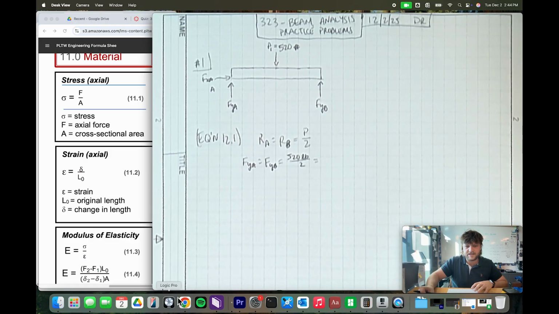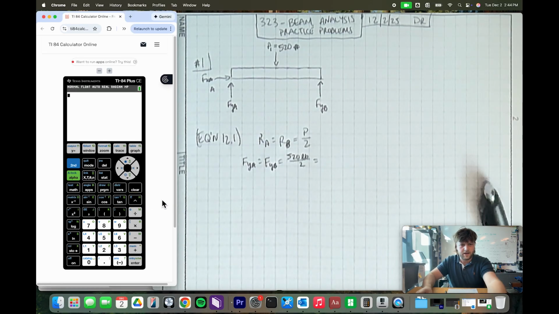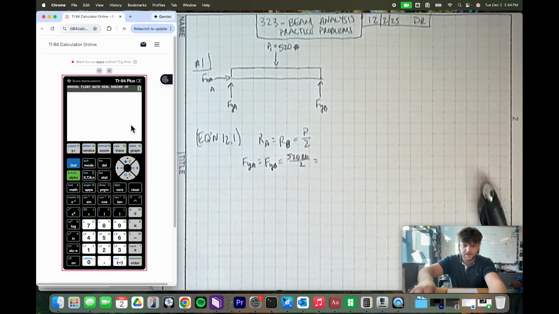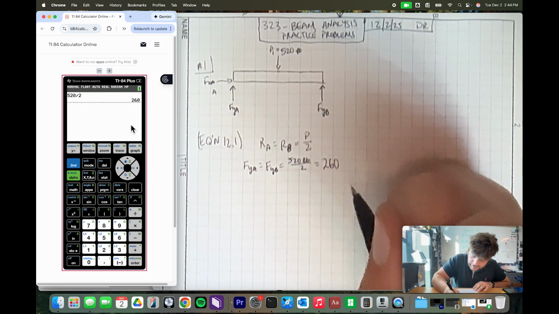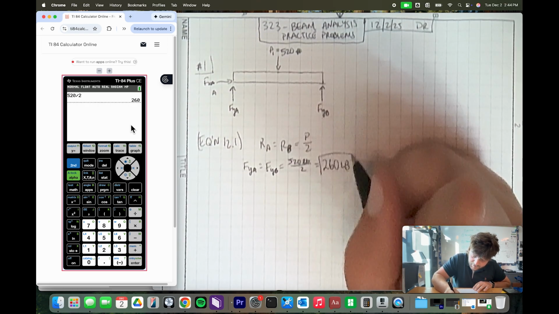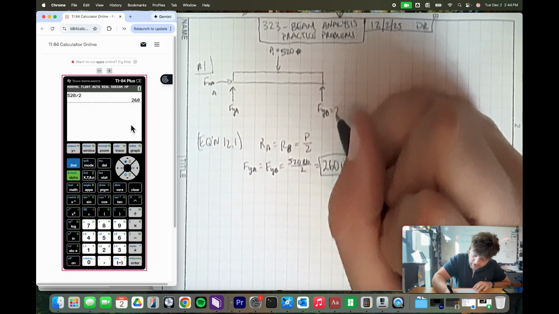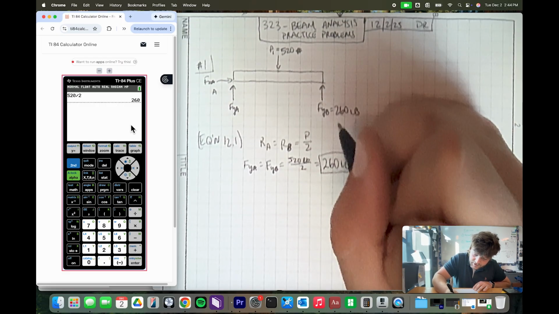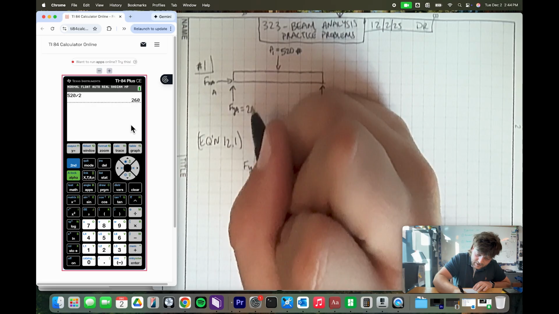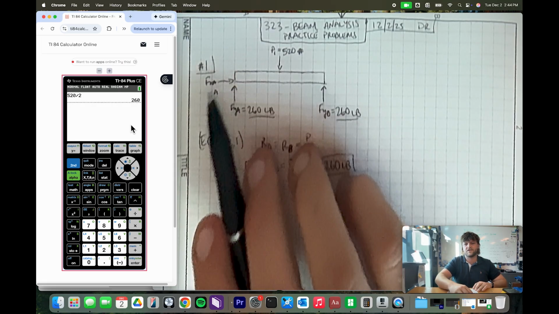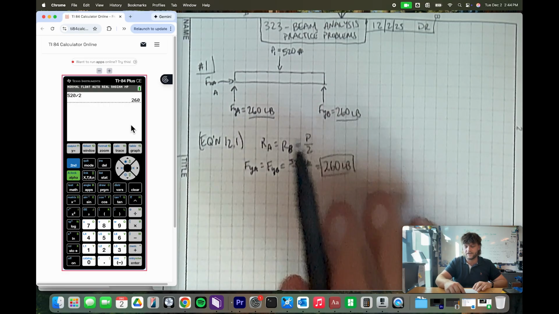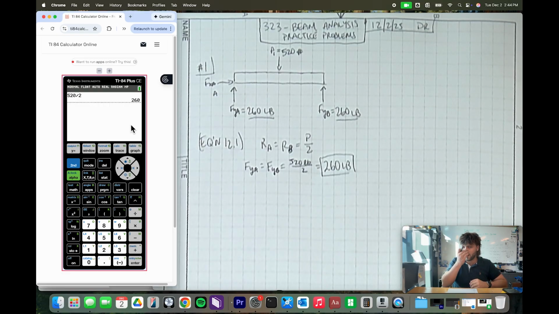So now if we end up bringing out the good old TI-84, let's get that guy fired up. We can go in here and we can put in 520 divided by 2. And so now what we know is that it's going to be equal to 260 pounds. So we can go ahead and write these values in here. So 260 pounds here. This guy's also equal to 260 pounds. And so that's just in terms of those forces acting in the y-axis for the support.